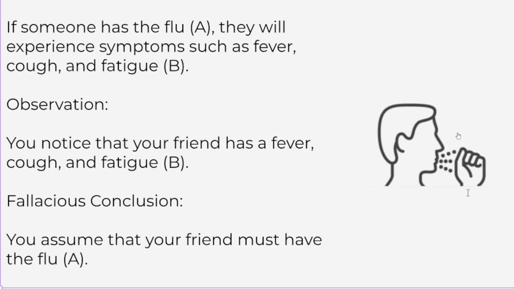Let's take this example. If I'm going to present some arguments here, this is a conditional statement. It says if someone has the flu, they will experience symptoms such as fever, cough, and fatigue. This is our premise one. Then we have an observation. Let's suppose you notice that your friend has a fever, cough, and fatigue.